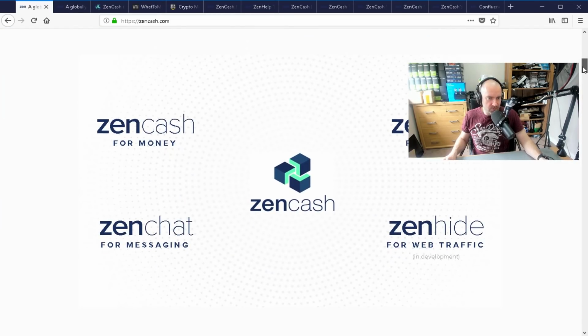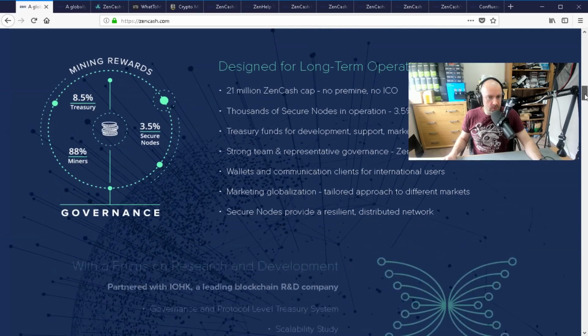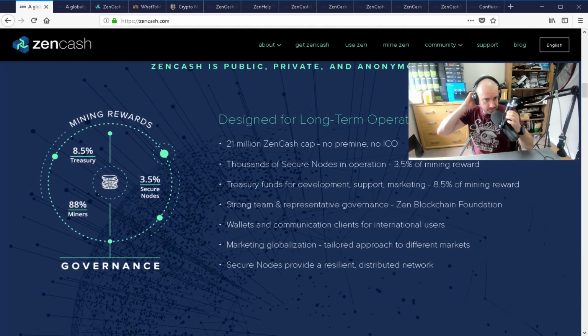So you can see ZenCash for money, ZenCash for messaging, etc. So there's some information here. 21 million ZenCash cap. Same as Bitcoin, same as Zclassic, Zcash and all that. 21 million coins at most. No pre-mine, no ICO. Thousands of secure nodes in operation. 3.5% of mining reward goes to treasury funds for development support. Marketing, 8.5% of mining reward.